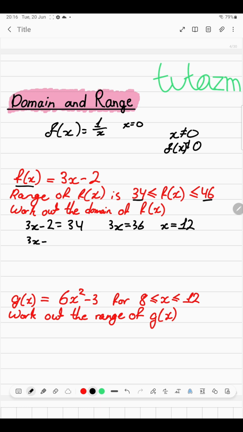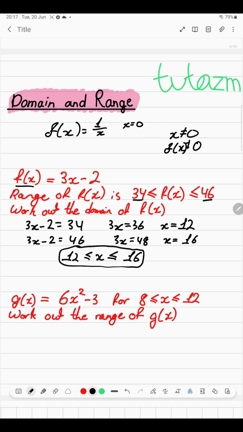So it would be 3x minus 2 equals 46. 3x equals 48. And x equals 16. And then you write that out as an inequality in terms of x. You've got to remember that it's in terms of x and the range is in terms of the function. So it would be x is greater than or equal to 12, but x is less than or equal to 16. And that would be your answer.